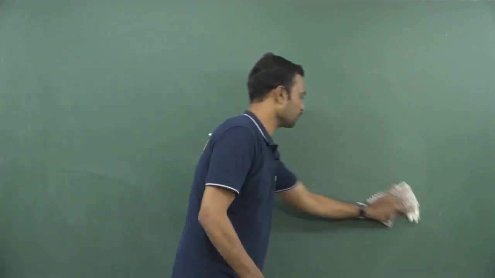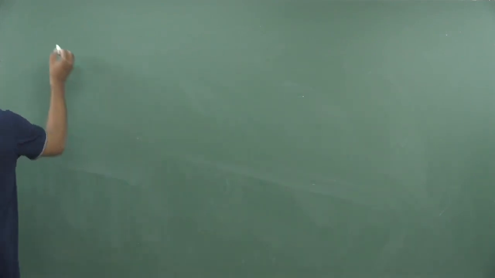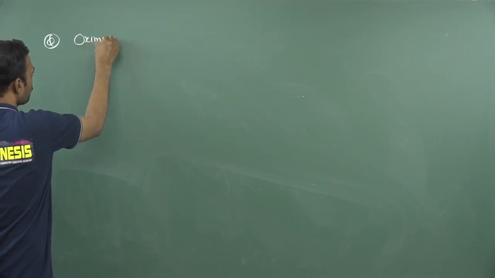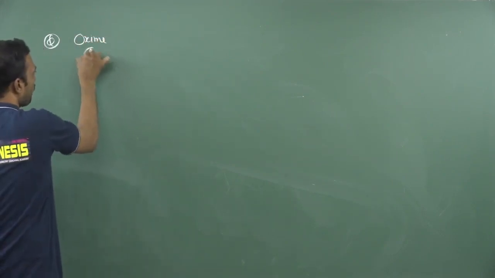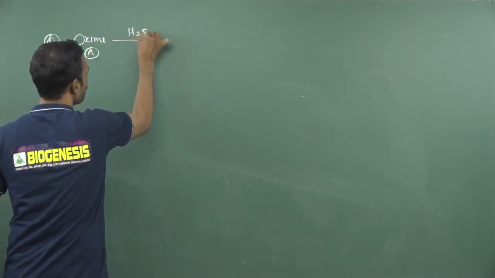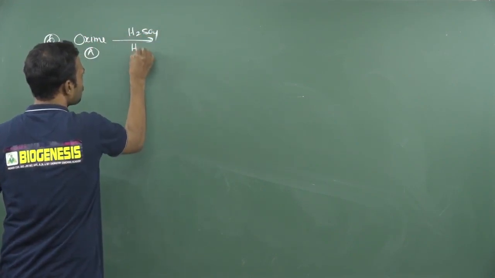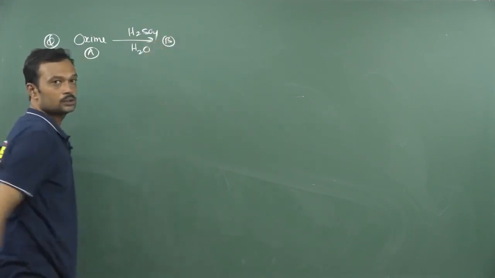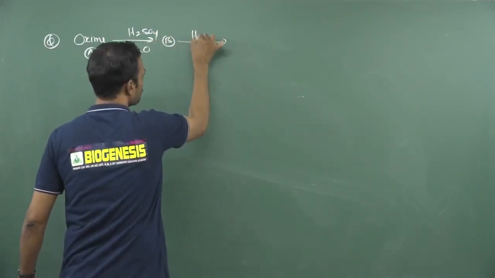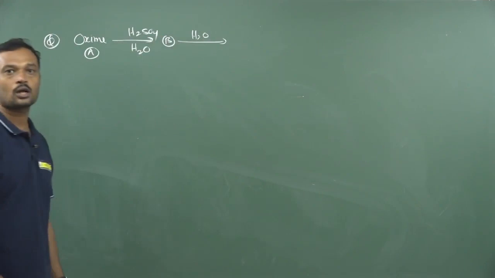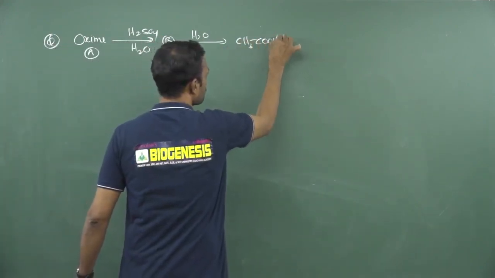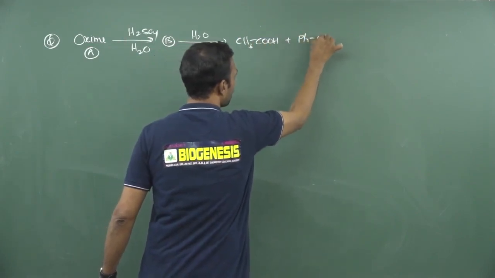Okay. Now see, one question I will give and try to predict the answer. See here, one oxime is given. Okay. So we don't know what kind of oxime it is. So we need to create a structure of this oxime. Now the oxime on treatment with H2SO4, in presence of water, will give a product B. So B upon hydrolysis, now what happens, you will expect a mixture of products here. So the mixture of products is acetic acid, followed by aniline.